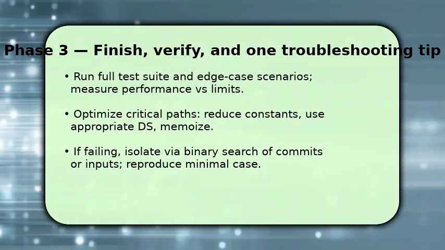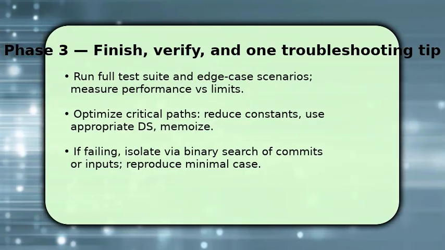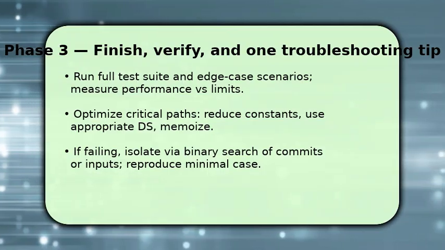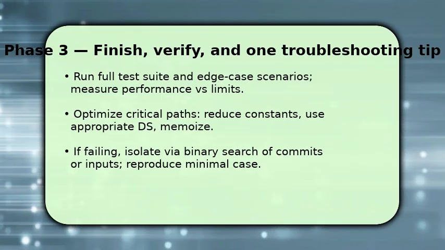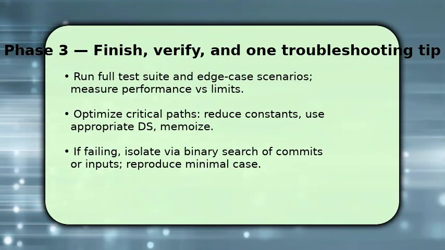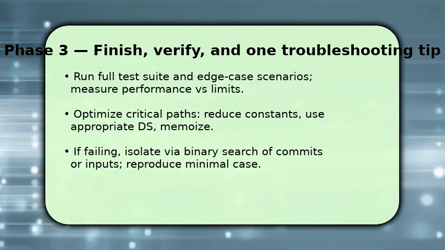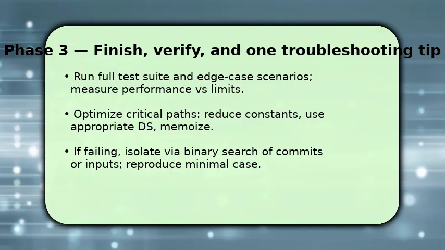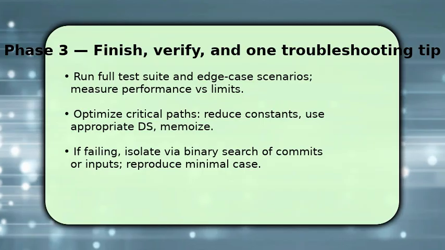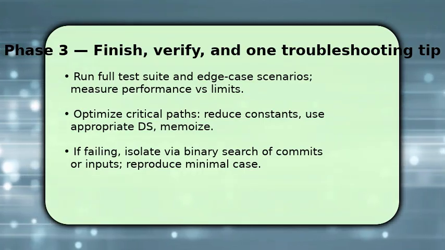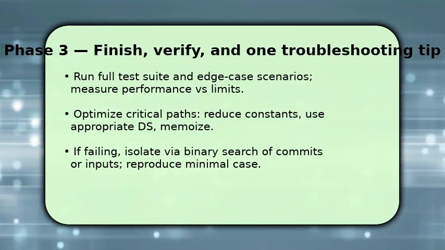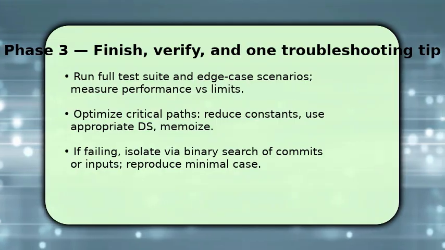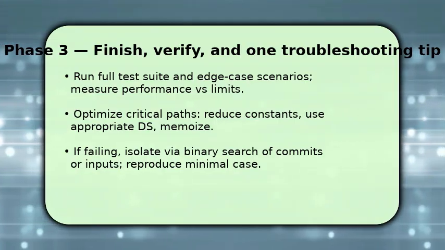If results pass, clean code and add comments that explain tricky steps and invariants. When things go wrong, isolate the failure, reduce to a minimal reproducible input, and use binary search across changes to find where behavior diverged. As a key tip, check off by one and integer overflow first. They are common culprits that appear as mysterious failures.